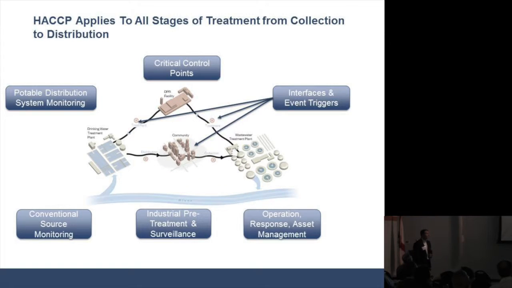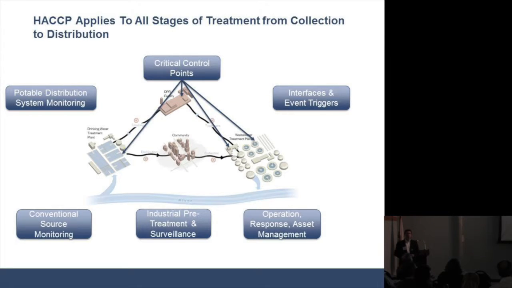Another really key piece is looking at interfaces. Oftentimes, there may be multiple entities handling the wastewater side versus the drinking water side. Anytime that there's a handoff of water from one entity to the next, you've got to make sure that you've got some methodology for communicating, or at least ensuring that the water coming between those interfaces meets some quality objectives.